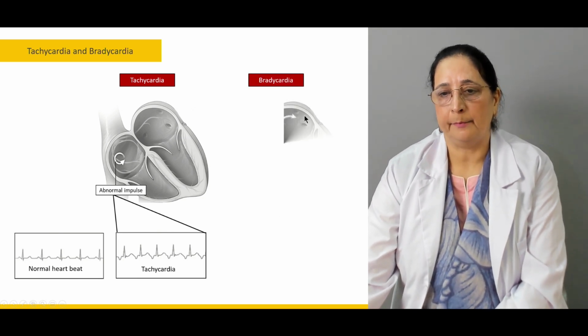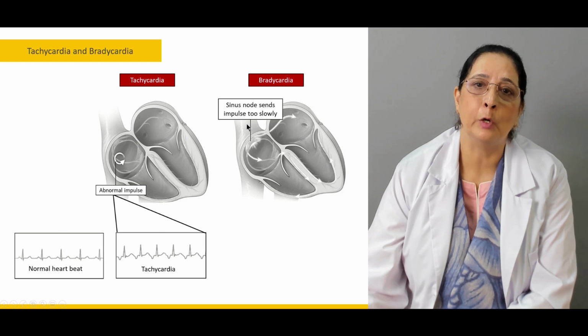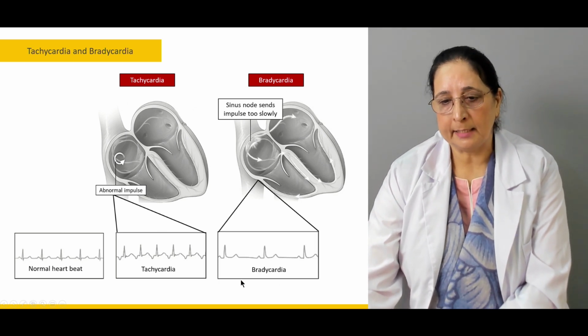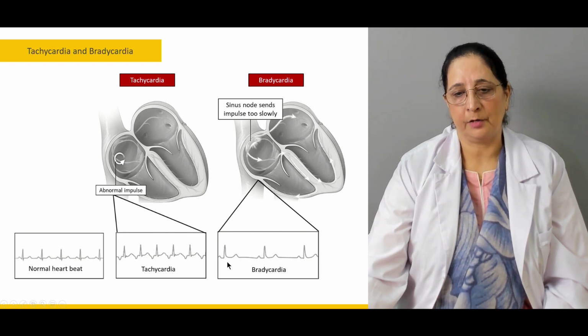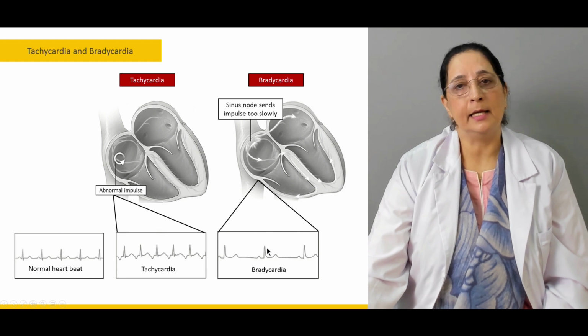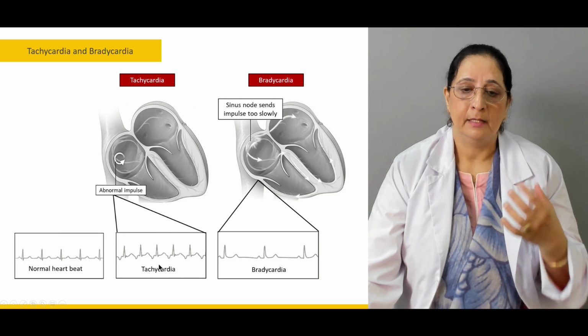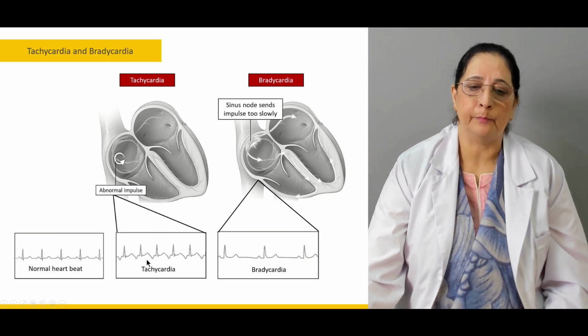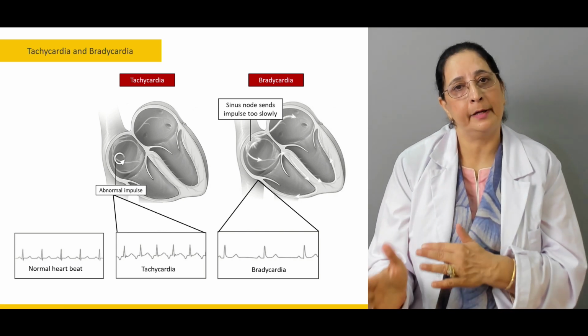Then the bradycardia. Bradycardia is when the impulse is generated slowly from the SA node, and you can see bradycardia very clearly: a very slow heart rate, and the cardiac cycle is coming slowly. So that's bradycardia. Normal heart, very clear, normal cycle, P wave, QRST. Tachycardia, the heart is beating fast, the whole cycle is not completing properly, and this is the bradycardia. So that's the difference between tachycardia and bradycardia.